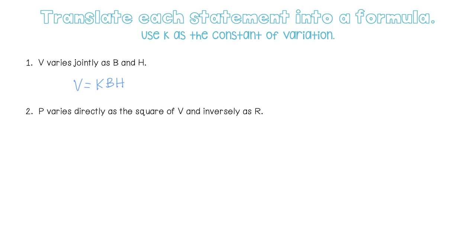P varies directly as the square of V and inversely as R. Okay, so this has 2 of them in there. We have to remember that directly means to multiply and inversely means to divide. So P varies directly as the square of V, multiply, and inversely divide as R.